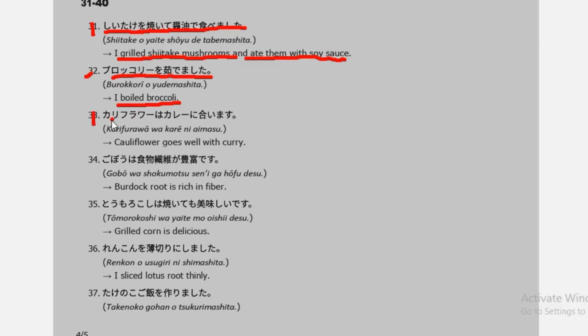The next is cauliflower wa kare ni aimasu, means cauliflower goes well with curry. The next is gobo wa shokumotsu seni ga hofu desu. Shokumotsu seni ga hofu desu means burdock root is rich in fiber. The next is tomorokoshi wa yaite mo oishii desu, means grilled corn is delicious.